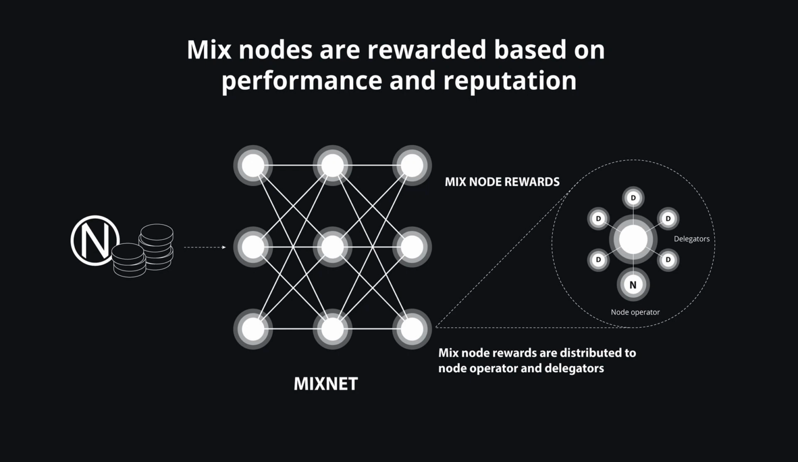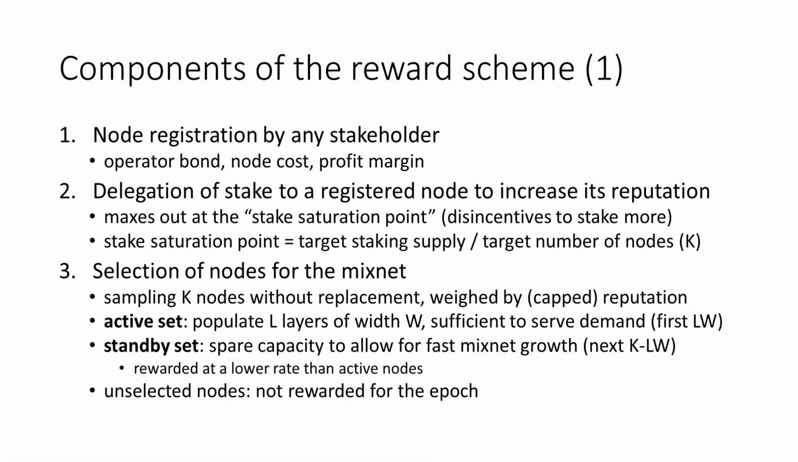Okay, so let's look now at the components of the reward scheme. The first thing is that nodes have to be registered. A stakeholder who wants to run a node will register the node, declare an operator bond, which is a staking done by the operator himself, and declare a cost. This used to be non-configurable. It was set to 40 NIMs per month, but now it's configurable. So you can change the node cost when you're setting up a node, and you also select a profit margin. This is how much of the rewards are kept by the operator and how much are given to the delegates that support the node.